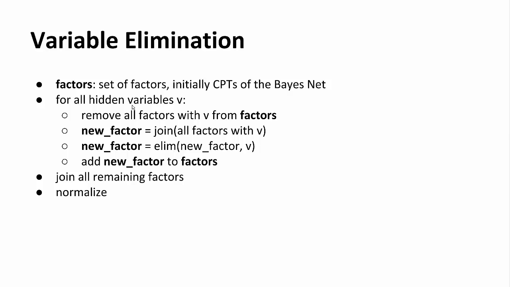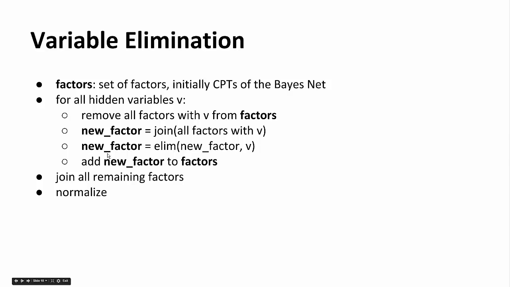Okay, so the algorithm is as follows. We're going to start with some set of factors, which is initially set to just all of the conditional probability tables of the Bayes net. And then we're going to loop through all of the hidden variables V. We're going to remove all factors with V from our factors set. We're going to create a new factor that's the join of all the factors containing V. And then we're going to eliminate V from that new factor.